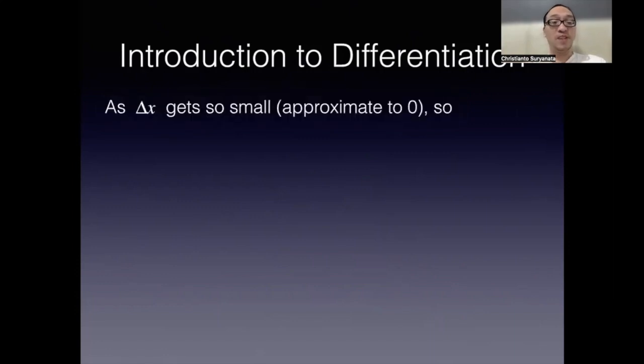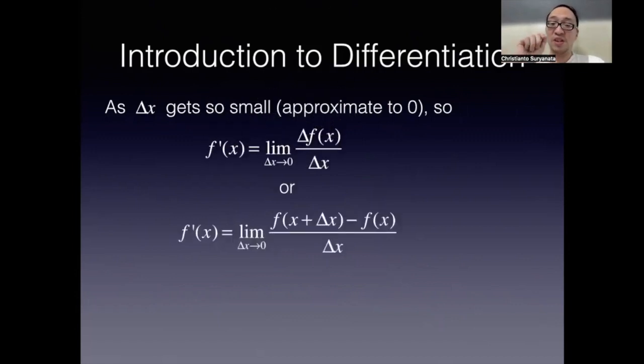Now, since delta x gets very small, we try to make delta x approach 0. So we have to put the limit. Because if we don't put the limit, the result will be undefined because it's 0 over 0. The delta f(x) is 0 and delta x approaches 0, so there is no difference.